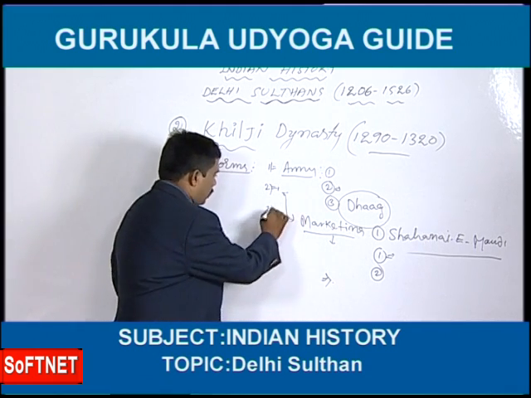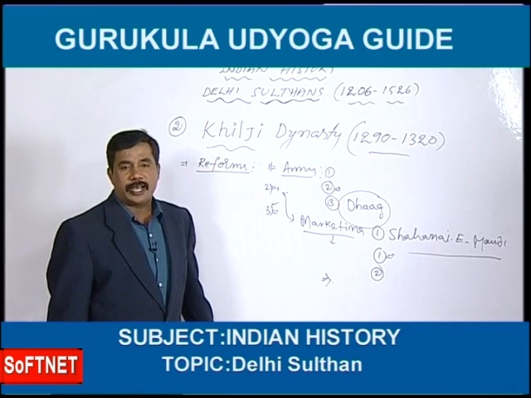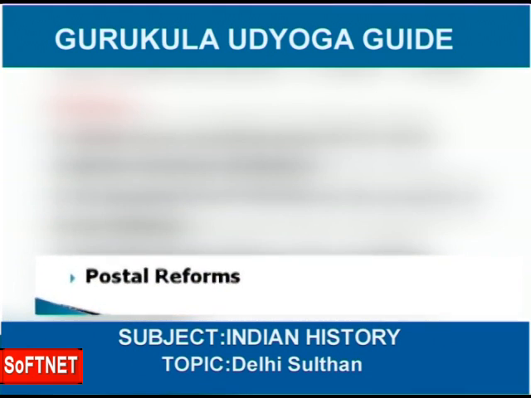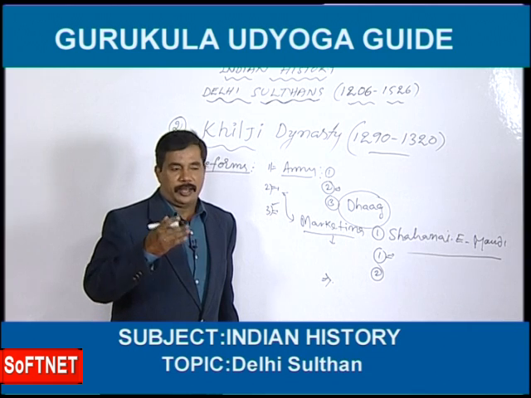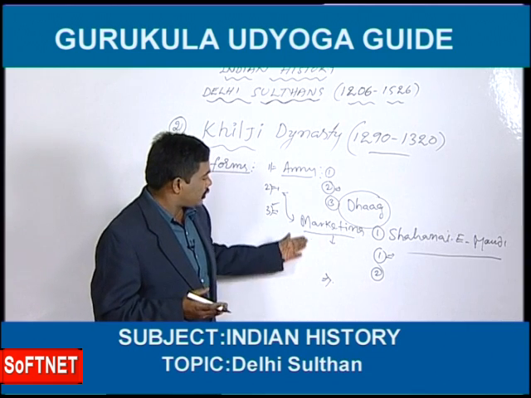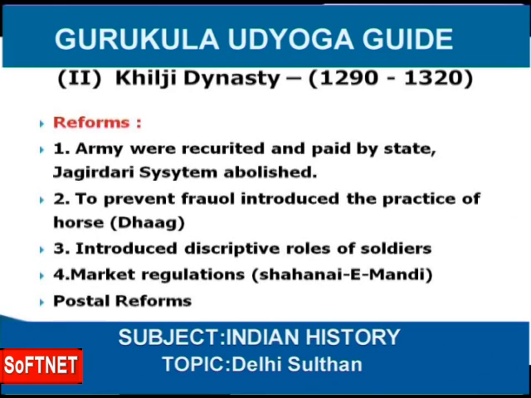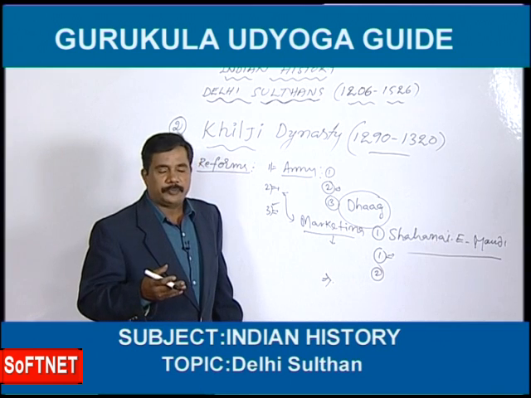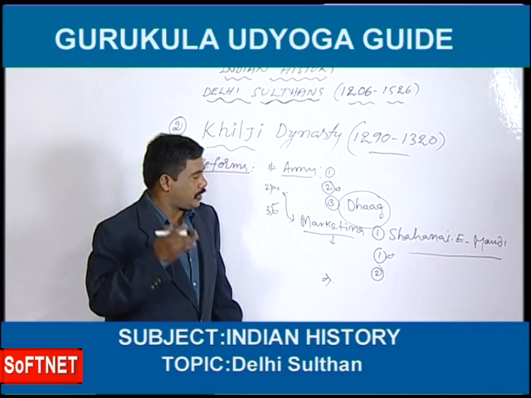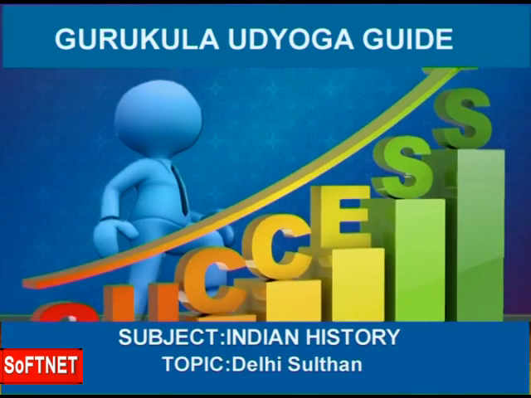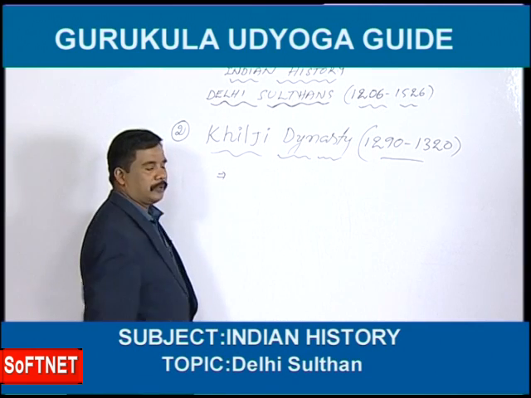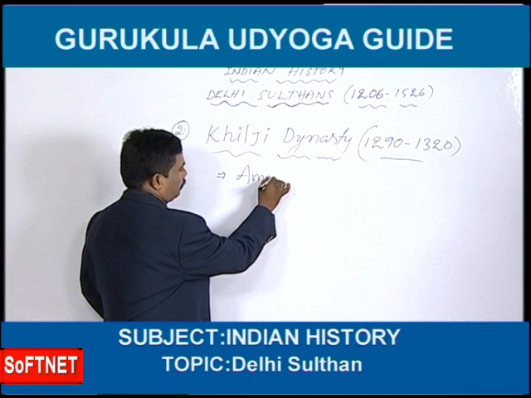And next, third one, we can say postal reforms. He also introduced postal reforms. What are the postal reforms? Every postal man has to travel 100 miles daily. That's why it is also one of the reforms of Alauddin Khilji. So army reforms, marketing reforms and postal reforms. All these reforms were followed by Indian kings, especially Sher Shah, Akbar, the Britishers and the Indian government also follow these kinds of reforms.